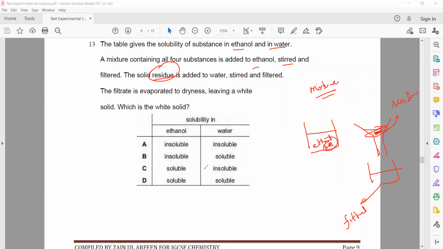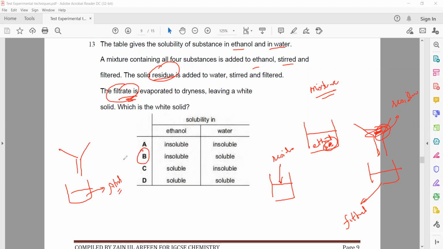Then what we did, the residue is added to water. So the solid residue which is obtained from the ethanol is added to water and then stirred and filtered, and now the filtrate is evaporated. If it is a filtrate in water, it means it is soluble in water, and it was a residue in ethanol, so it means it is insoluble in ethanol. That's why B is the right answer for this.